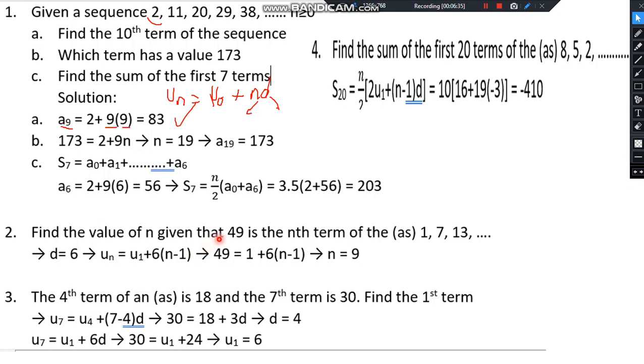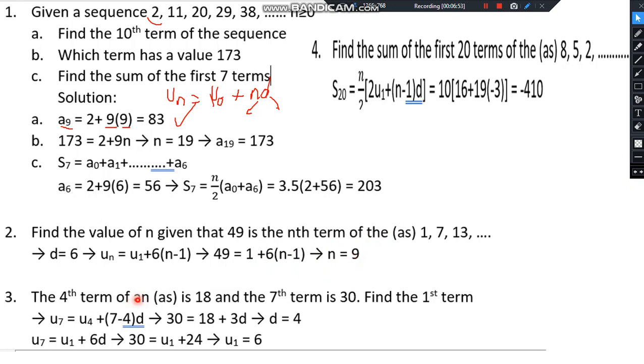Alright? So they said to find the value of n given that 49 is the nth term. un is 49. I have u1 already, 1. I'm adding 6, so I need to find the position. If you solve it, n is 9, so the 9th term.